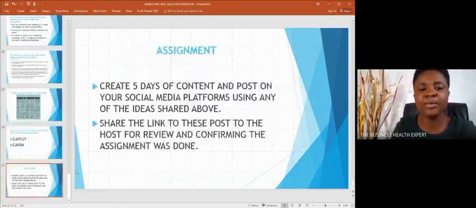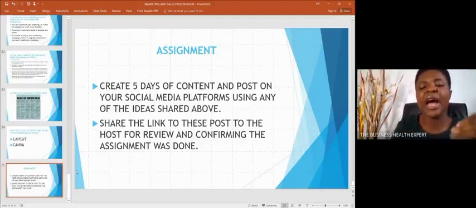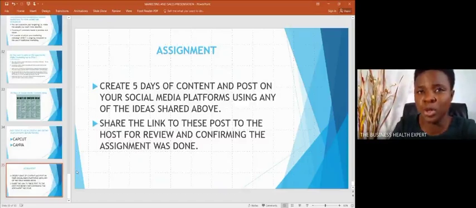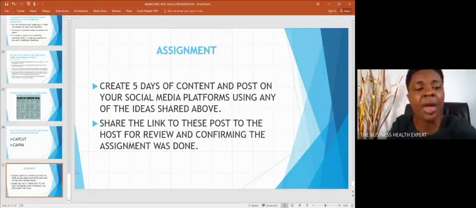But there's going to be an assignment. Everyone is expected to create 5 days of content and post it on their social media platform using any of the ideas shared above. Please do well to share the link of this post with me, not just for review, but also to confirm that the assignment was done. You are free to create whatever you want. You know your business best, but I want to be sure that you did the assignment. So please do well to send it to me personally.